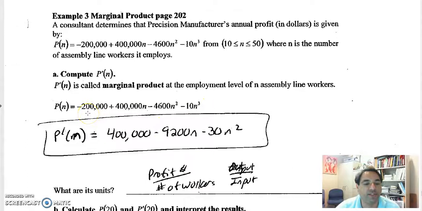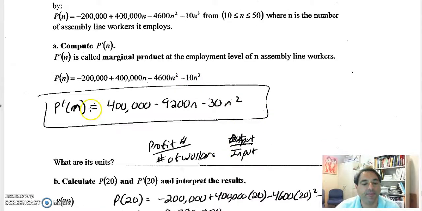Derivative of negative 200,000 is 0. Derivative of 400,000 n is 400,000. Minus 4,600 n squared: 2 goes in front, subtract 1, gives you minus 9,200 n. And the derivative of minus 10 n to the third: 3 times 10 is 30, minus 1 is 2. So my derivative function is 400,000 minus 9,200 n minus 30 n squared. Remember, what is this? It's output over input, profit per worker.